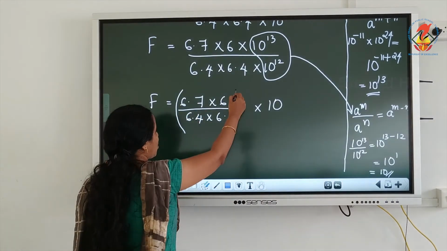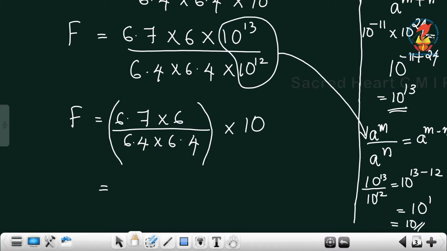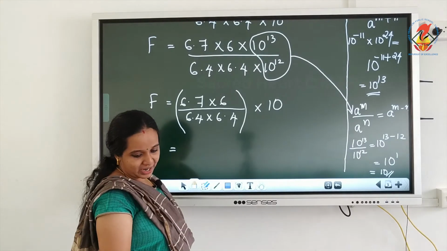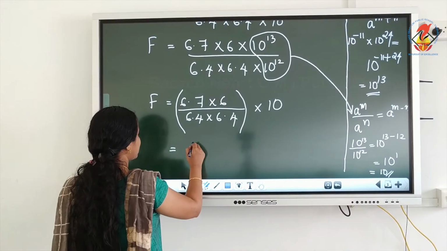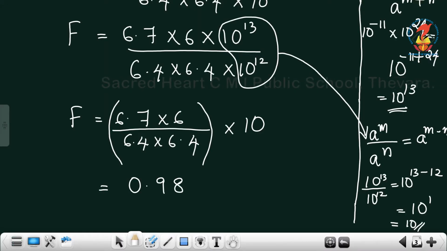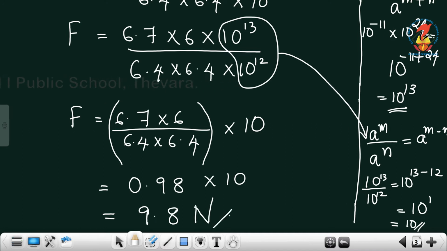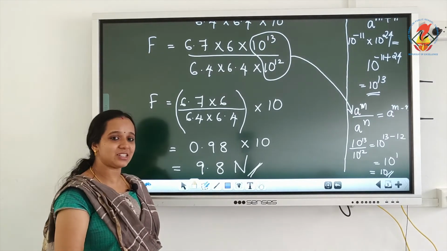Now solve this. Multiply and then divide it. On dividing, you will get the answer as 0.98. On simplifying this, you will get the answer as 0.98 into 10, which is equal to 9.8, and the SI unit of force is Newton. So answer is 9.8 Newton.